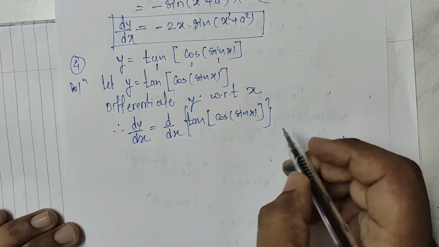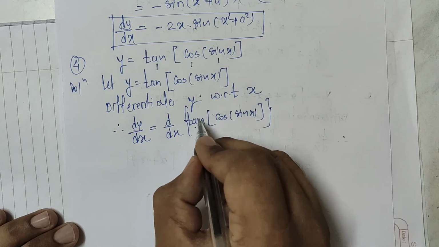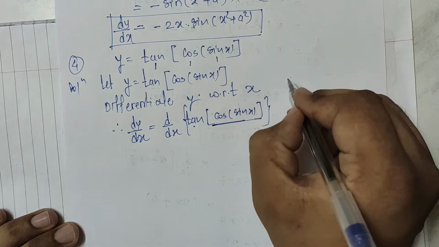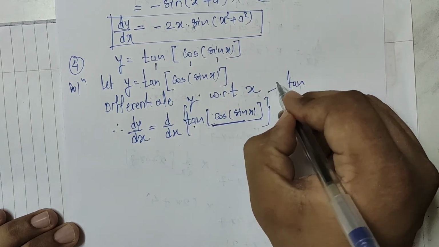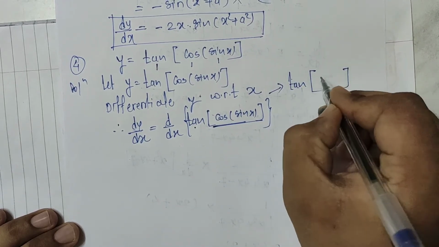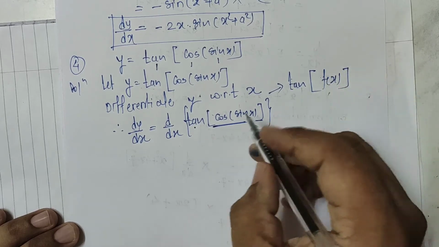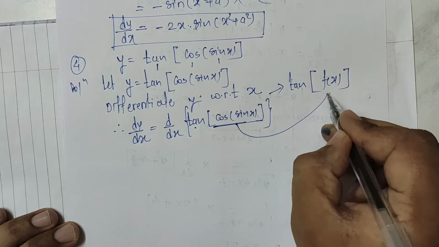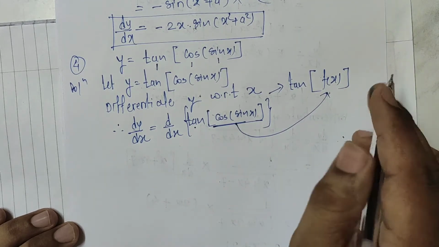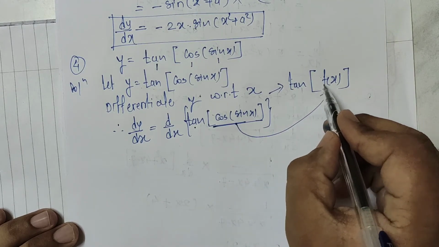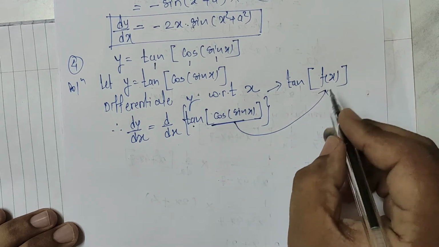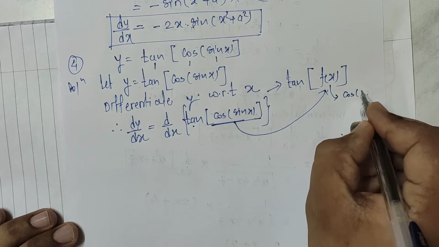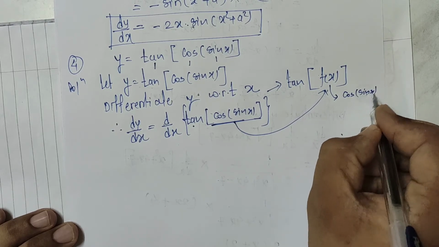Here we see that the first function is tan of something. What is something? Tan of something means tan of which form? Tan of f of x. Then take cos of sin x as a whole function, which means f of x. Then we want to find only the derivative of tan of f of x. Here f of x means cos of sin x.